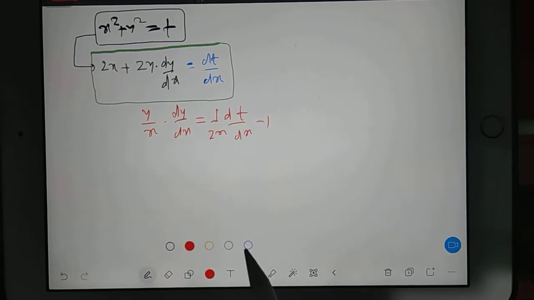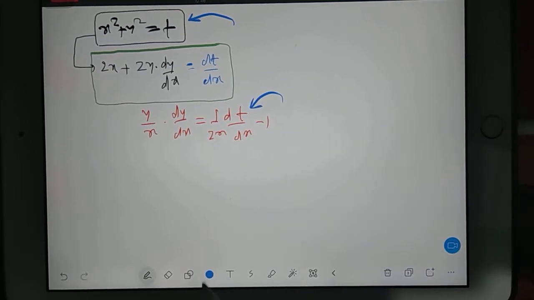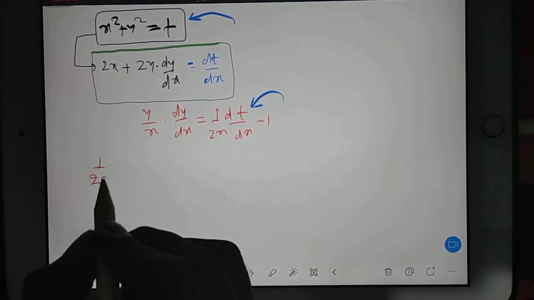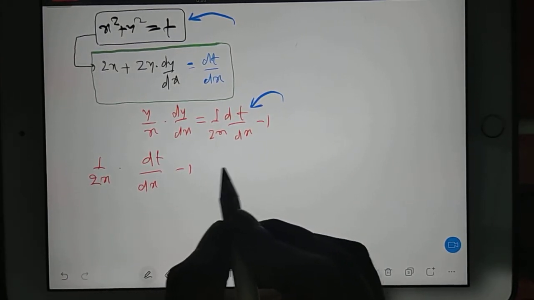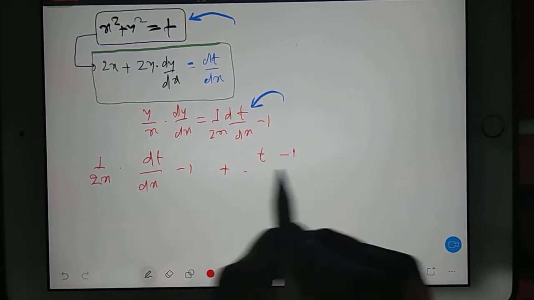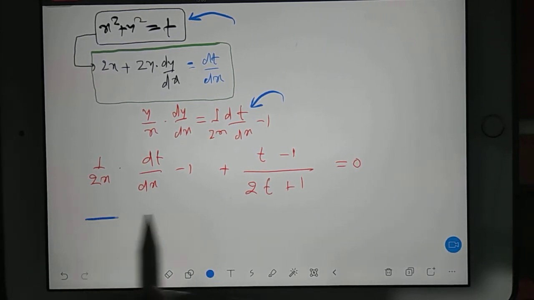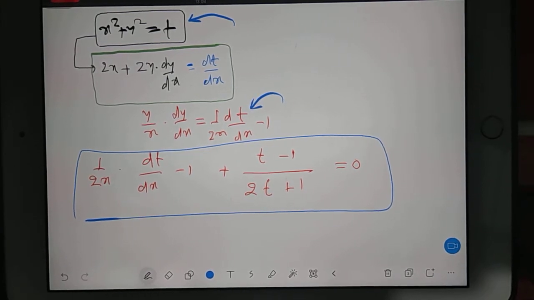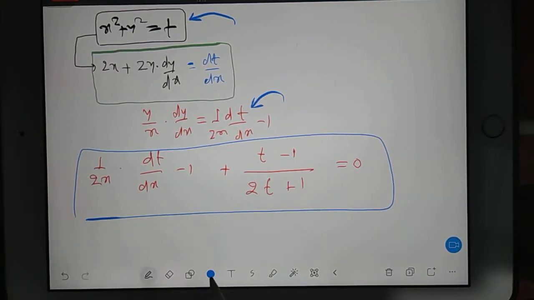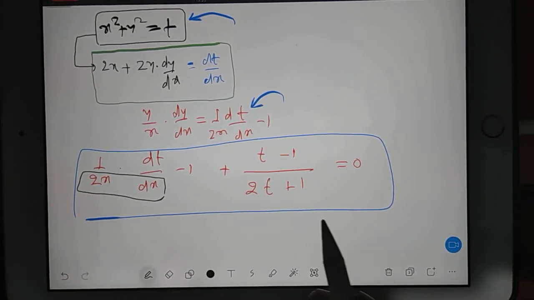So two things I will change in my question. One is this and one is this. These two changes I will make in the question. So now my question will look like 1 by 2x dt by dx minus 1, and one bigger change, x square plus y square I will write as t minus 1, and bottom I will write 2t minus 1 plus 1 is equal to 0. Now you can see this is much easier, right? Because here we have more hope to solve the numerical. So now are we able to separate the variables? I think so, because 2x and x are closer. Remaining things we can separate.